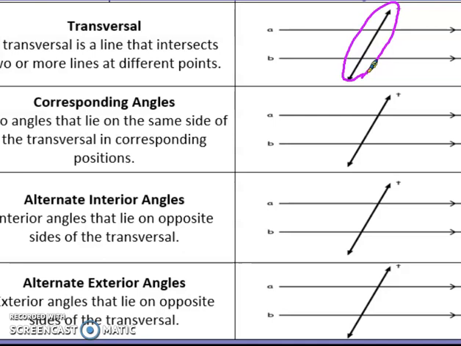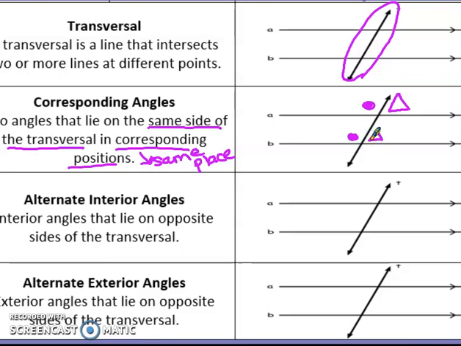Corresponding angles are 2 angles that lie on the same side of the transversal in corresponding spots. Now, corresponding means the same place. So we want angles that are on the same side of the transversal that are in the same place. Now, A and B are my parallel lines. So we're going to look on parallel line A and parallel line B. If I do my top left, that's corresponding to the top left on parallel line B. If I do my top right, that's corresponding to the top right on parallel line B.